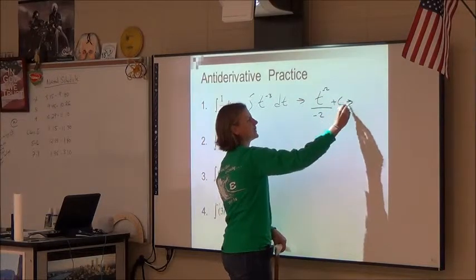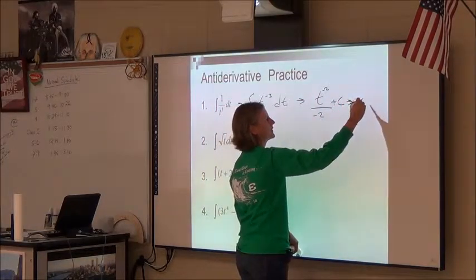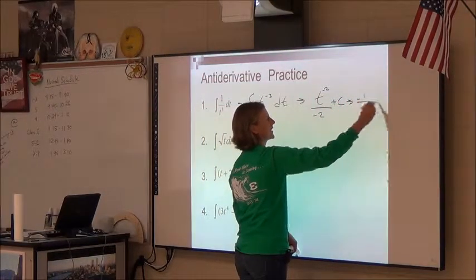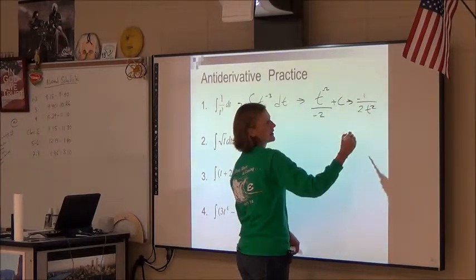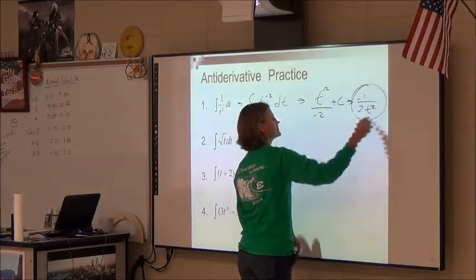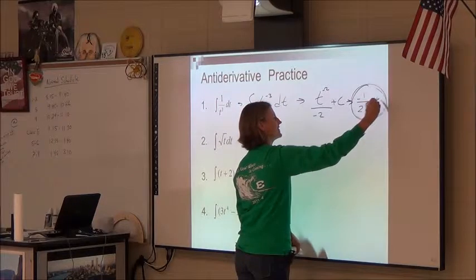So we could clean it up a little bit and put negative 2t squared, maybe make it like that, plus c.